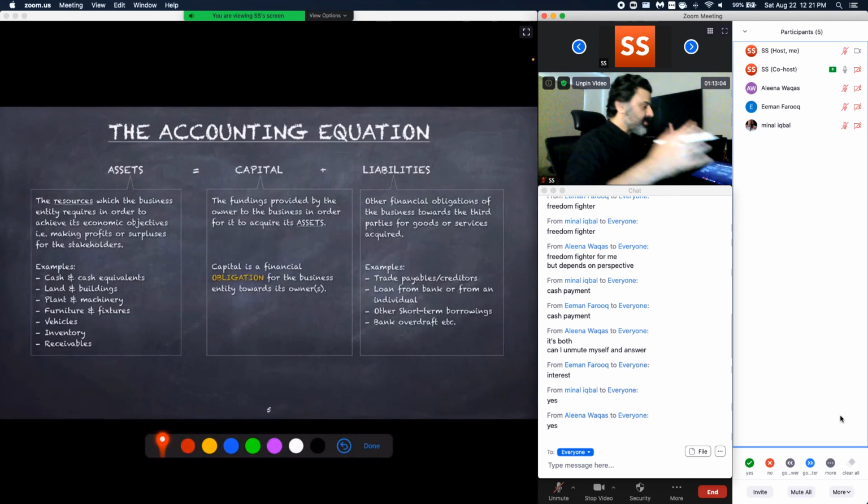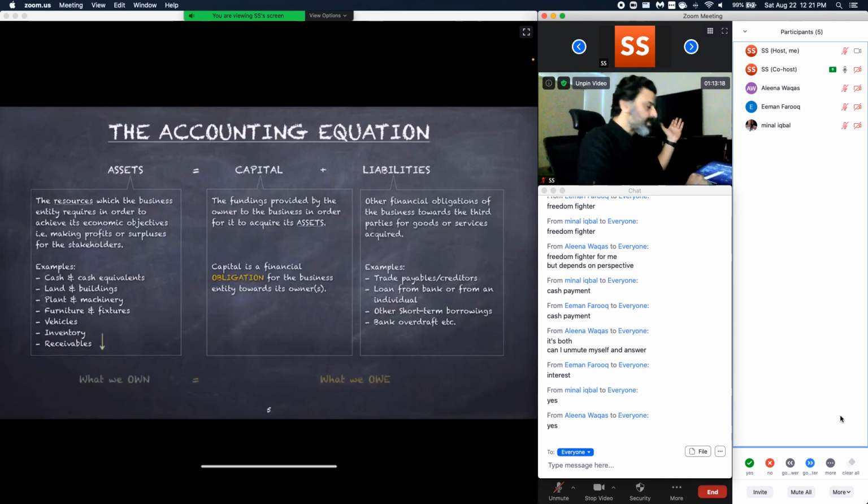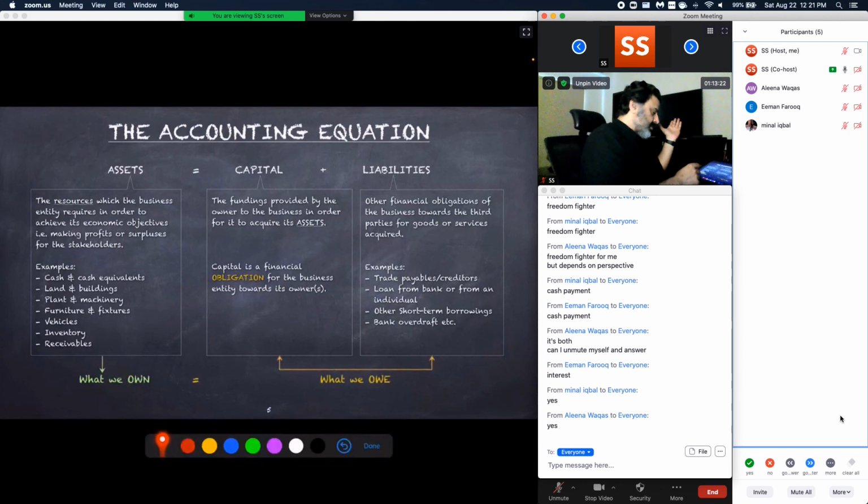So this is the general structure of the accounting equation, and all our accounting procedures, whatever we are going to develop, are all going to be based on this fundamental conclusion. And there is a simpler way to understand this accounting equation. It simply tells you that what we own, what the business entity owns, is what you call the asset, and what you owe is what you put on the right-hand side of this equation.